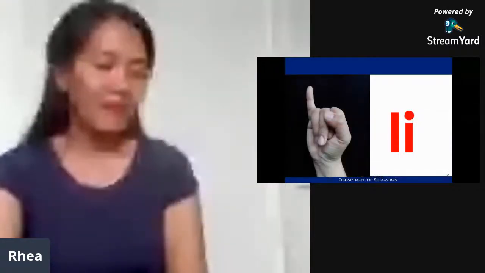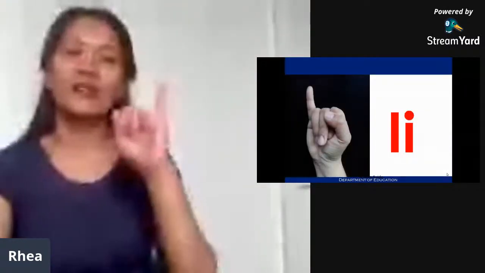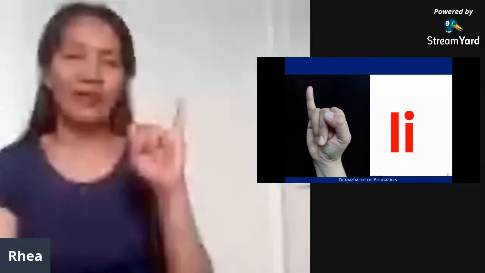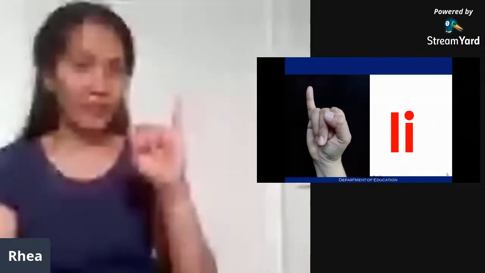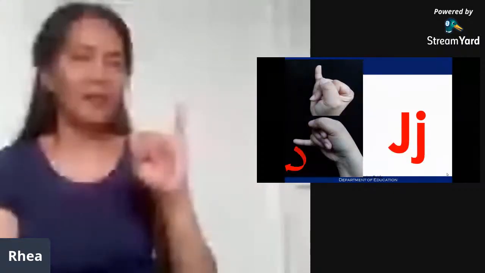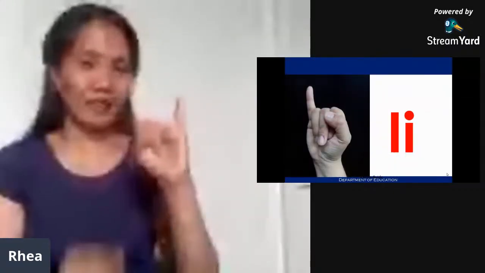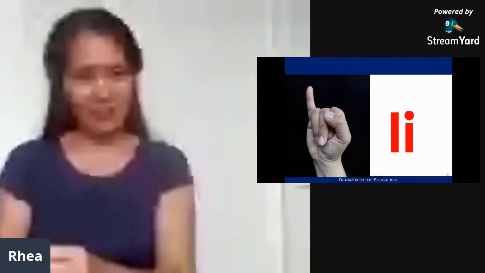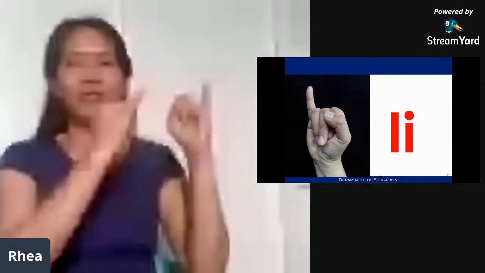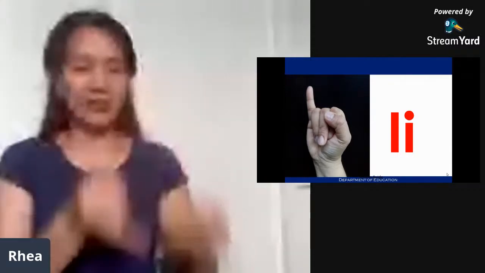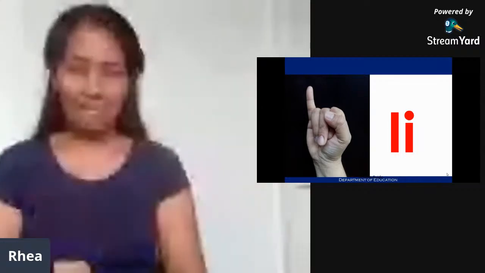Next, we have the little finger pointing upward and the other fingers closed with the thumb. That's letter I. Letter I would stand for individual, person, individual. Okay? Once again, letter I, individual.